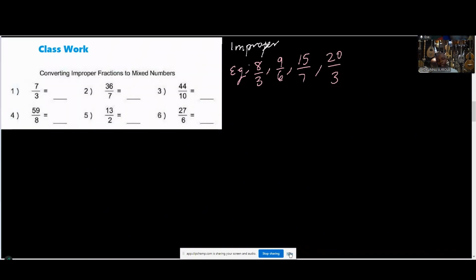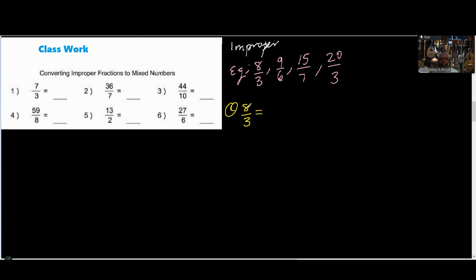Look at how to convert these improper fractions on the right to mixed numbers. Okay, let's go ahead and do it. The first one says 8 over 3. In your own question, you have 7 over 3, okay? So it's the same method.